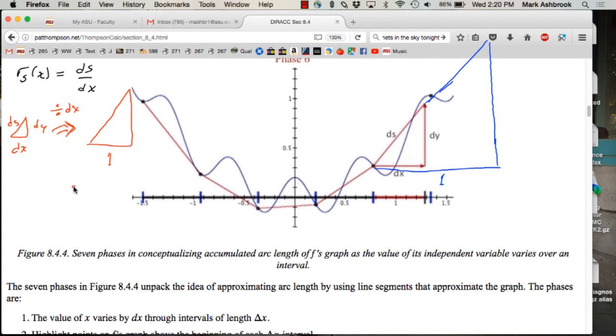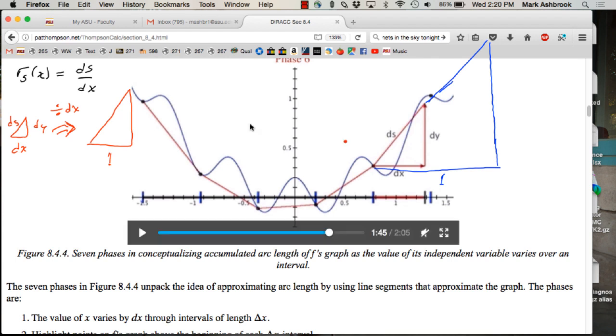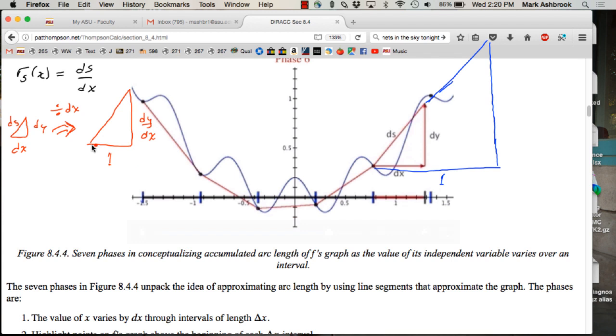Is it fair? So now what's my new length of my vertical change? dy over dx. Okay, and what's my new length of my hypotenuse, or my segment that's actually approximating the curve? Look at that. It's ds over dx. And that's what we wanted.